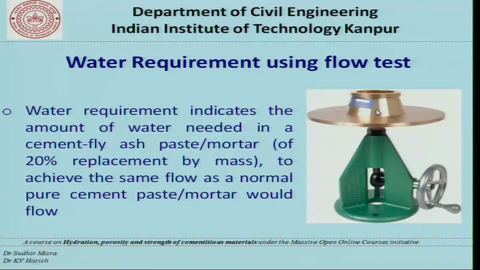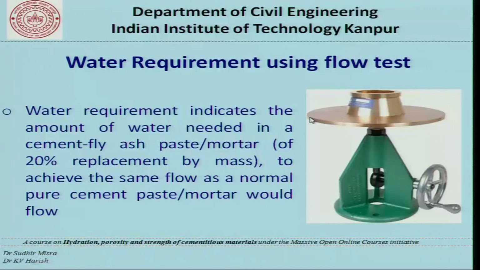When the mold gets released, the wet mixture tends to flow on the table. It tries to spread and occupy the largest space possible on the table, so a jolting is created, and we have to jolt it 25 times in 10 seconds. The jolting basically spreads the material as far as possible, and after jolting 25 times the spread diameter is measured.